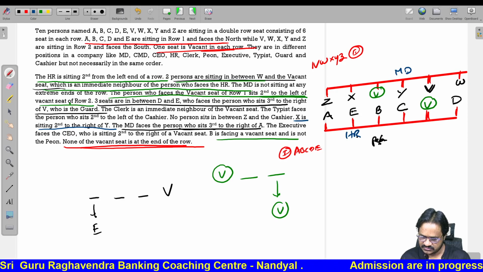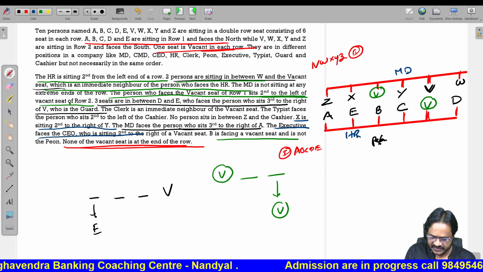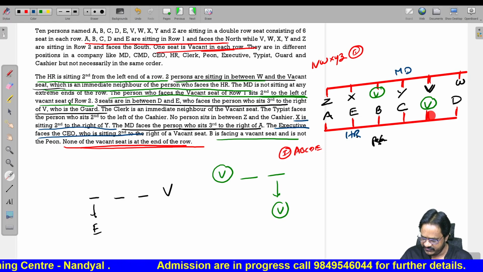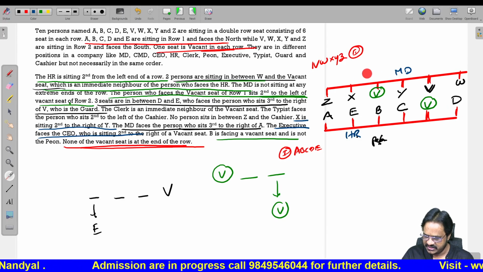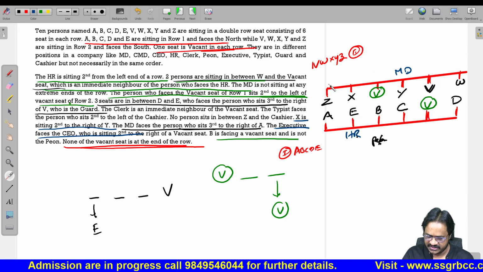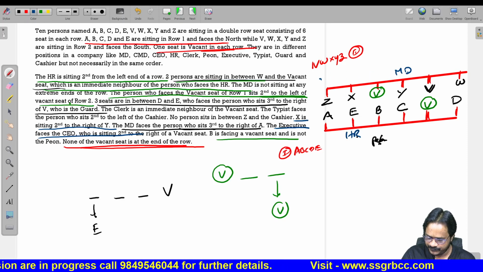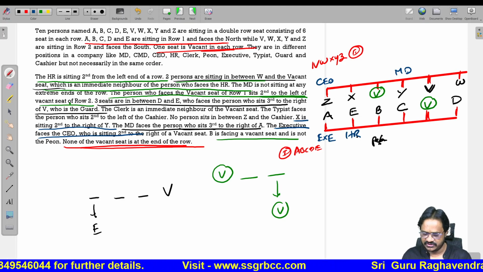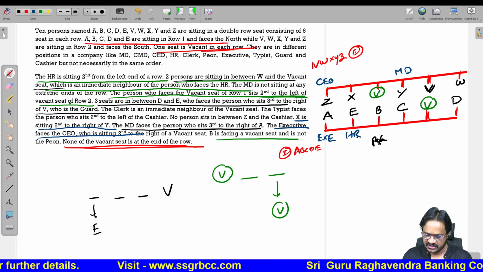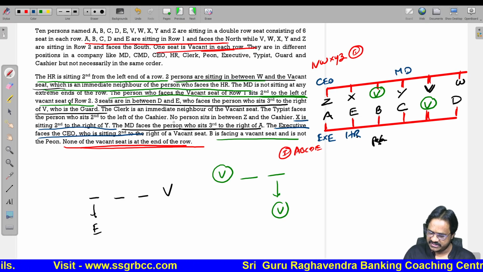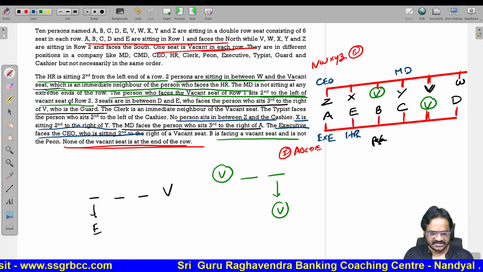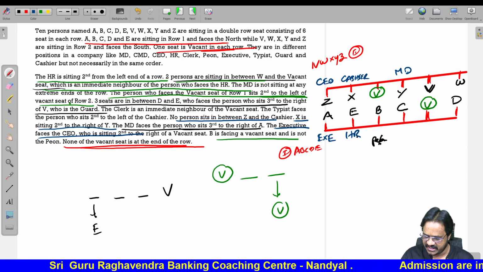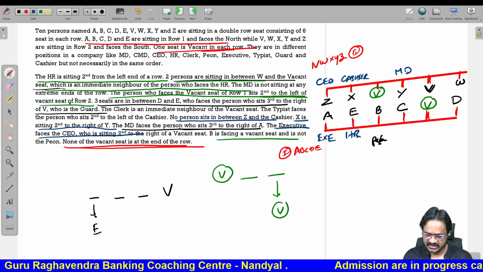Then the executive is facing CEO. CEO is second to the right of vacant. So definitely we can't take this one as second to the right of vacant. This is second to the left of vacant, that is CEO. Opposite CEO we will get executive. Then no person is there in between Z and cashier. If no person is there between Z and cashier, this is definitely the cashier.